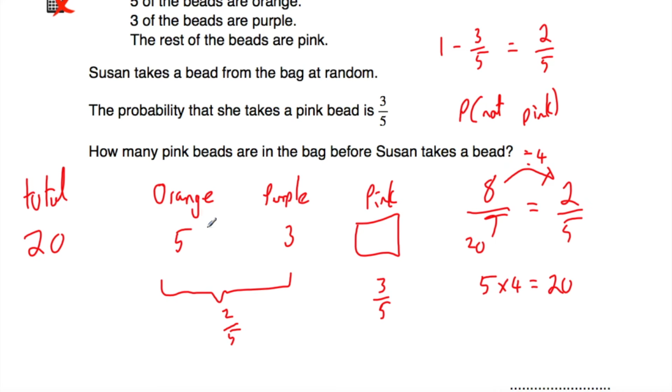And if 8 of them are orange or purple, the rest of them, well, 5 plus 3 is equal to 8. So that means the rest would have to be 12. So that means there has to be 12 pink beads in the bag, 12. And that's our answer, 12. And we can check our answer. 12 over 20. If we cancel down 12 20ths, if you divide both the numerator and denominator by 4, you get that's equal to 3/5, which we were told in the question. So that means it would have to be 12 pink beads in the bag.